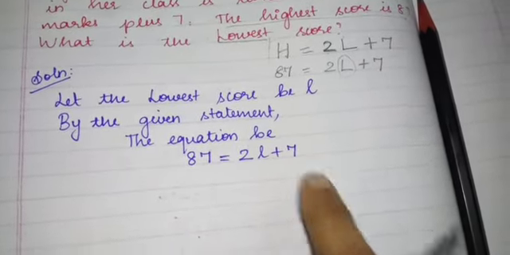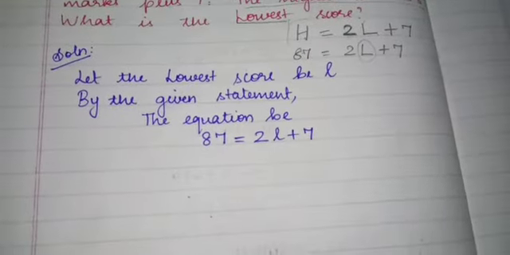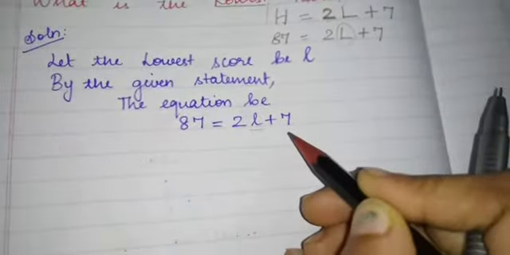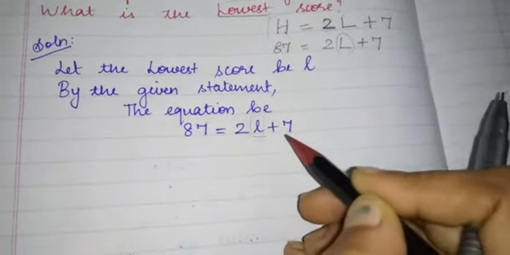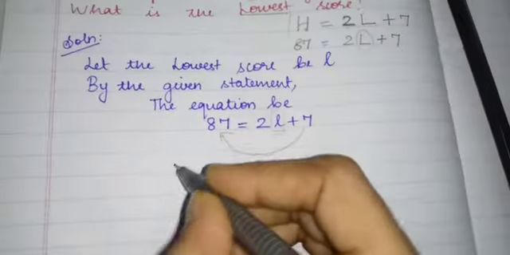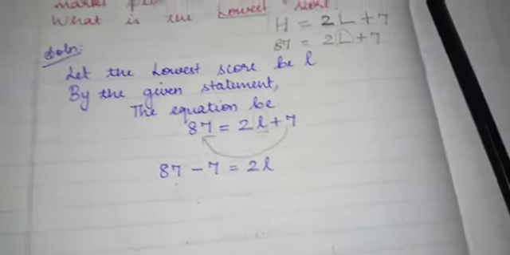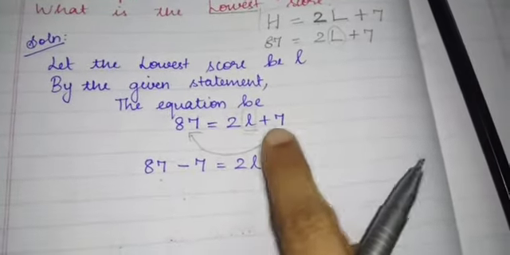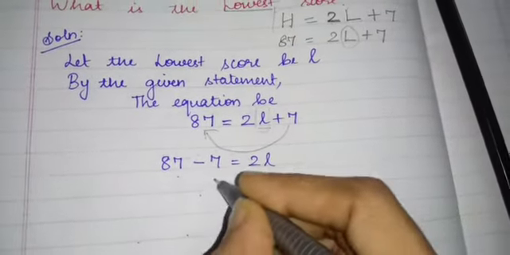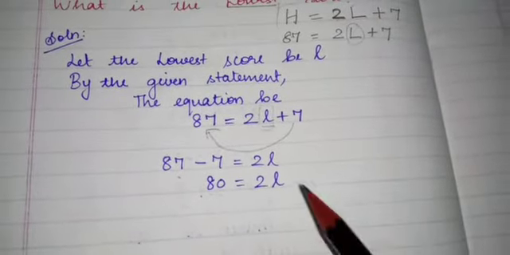Now what you have to find? You should find the value of L, right? Which is your lowest score. So what shall we do now? I told you, first of all, when you find the value of L, you should bring this plus and minus towards the next side. So 87 minus 7 is equal to 2L. Why minus 7? Because plus 7 going that side becomes minus 7. So 87 minus 7 is what? 80 equal to 2L.